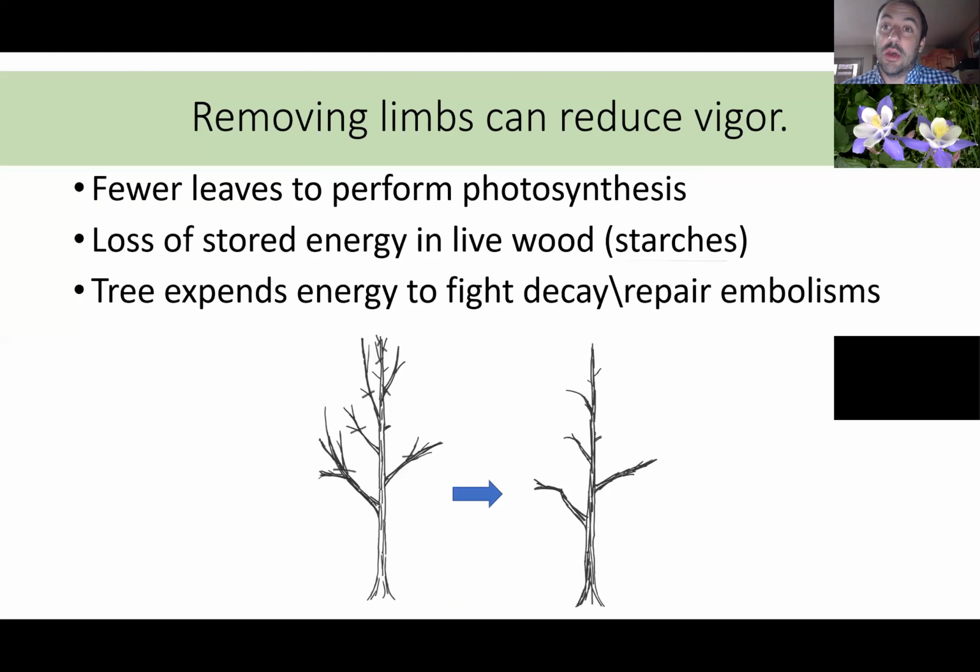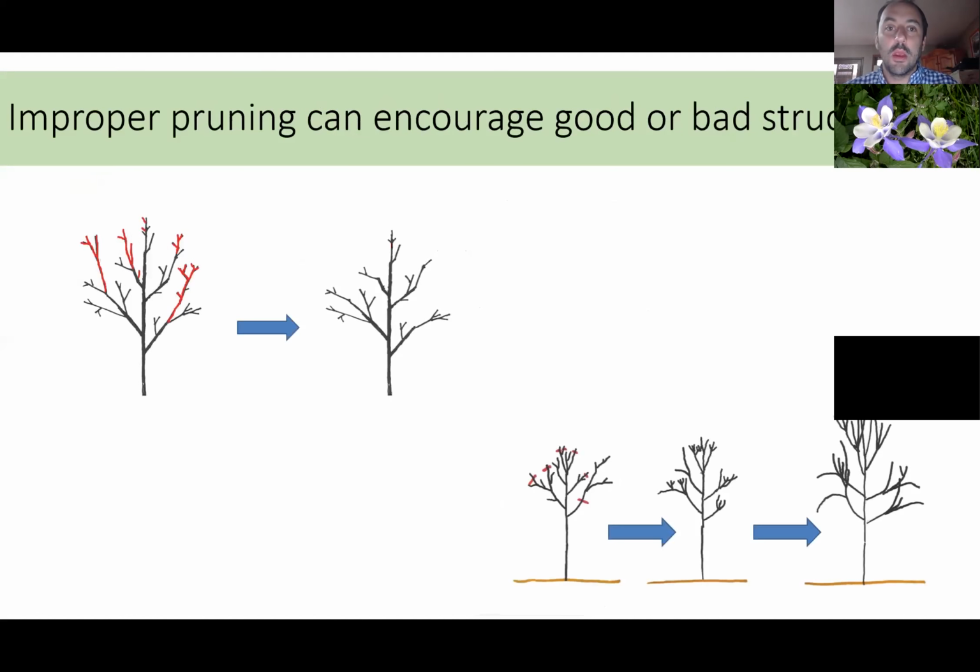Pruning also is just stressful for a tree in general. It reduces the tree's vigor. It reduces the amount of energy it has to do work. You take off leaves, there's less leaves to do photosynthesis to create energy for the tree. Trees also store energy. They store starches in their living wood, not just in their roots, but also in their branches. And so when we remove a branch, we're removing stored energy that the tree had banked away for later, which is, you know, pretty stressful, pretty annoying if you're the tree. And on top of that, the tree has to expend energy to fight decay and close wounds after we prune. So all those things together just equal stress, and reduce the amount of energy a tree has.